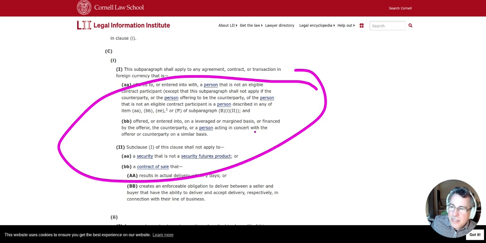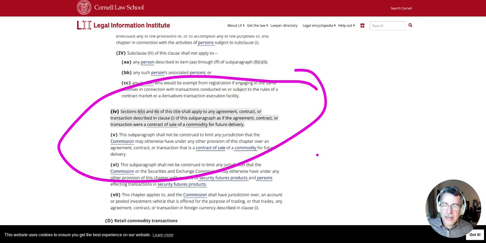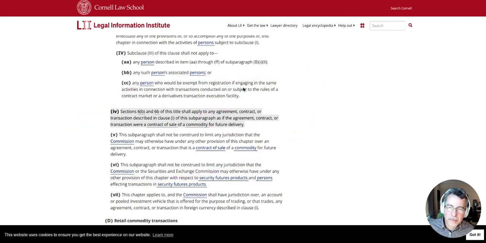So a lot of these so-called rolling spot transactions now, you didn't have to prove they were futures as long as it was leveraged or margined or financed by the offeror and delivery did not occur within 2 days, then you can go after them for fraud as if it was a futures contract. So you didn't have to prove it was a futures contract.